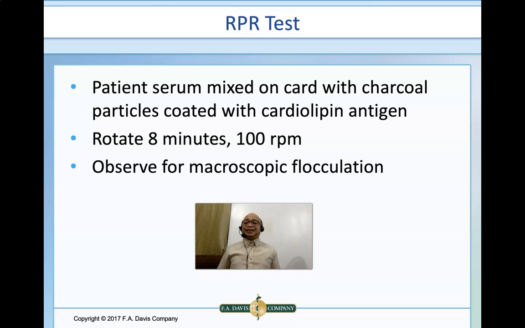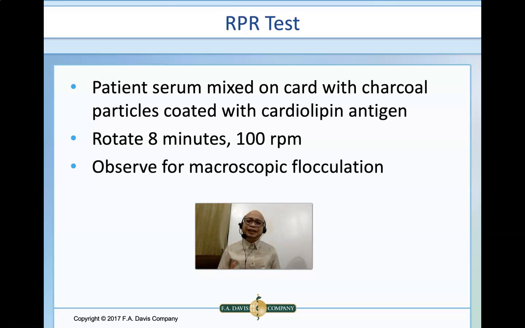Okay, so in the RPR test, the patient serum is mixed on a card with charcoal particles coated with cardiolipin antigen. We rotate it for 8 minutes at 100 RPM, and we observe for the presence of macroscopic flocculation. It's actually rapid because you do not need to inactivate the serum at 56 degrees for 30 minutes. You can right away use the patient serum.